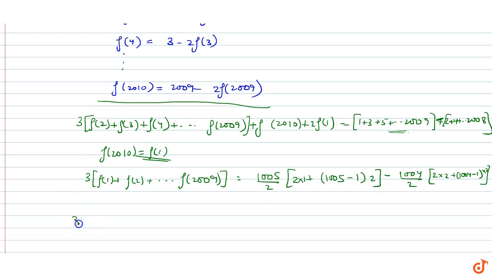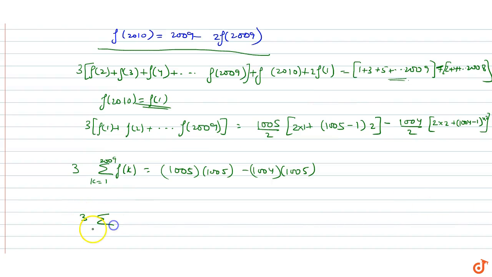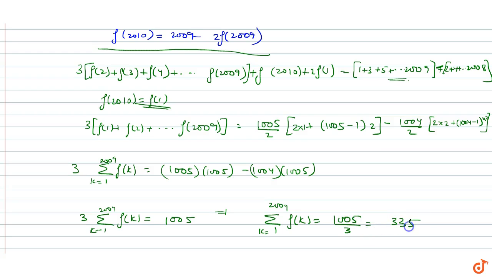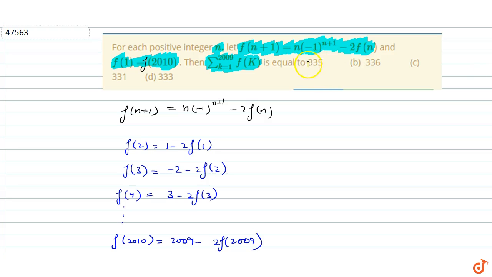So this becomes 3 times the summation of k equals 1 to 2009 of f(k) equals 1005 into 1005 minus 1004 into 1005, which gives 3 times the summation from k equals 1 to 2009 of f(k) equals 1005. That means the summation of k equals 1 to 2009 of f(k) equals 1005 by 3, that is 335. So our answer is 335. Checking the options, option A is the correct answer.